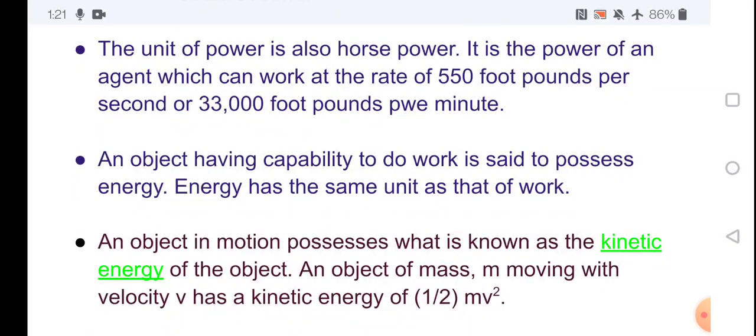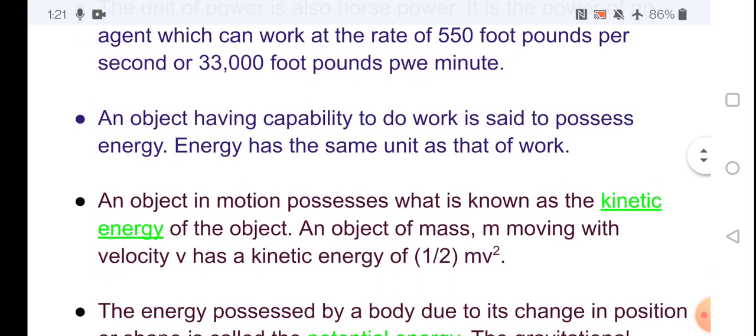Next, an object having the capability to do work is said to possess some energy. That means we are applying a force on an object. The object moves from one position to another position, then we say that work is done. The amount of work done in the given time is known as power. If power is generated and work is done, then we say that energy is released. So energy has the same unit as work.